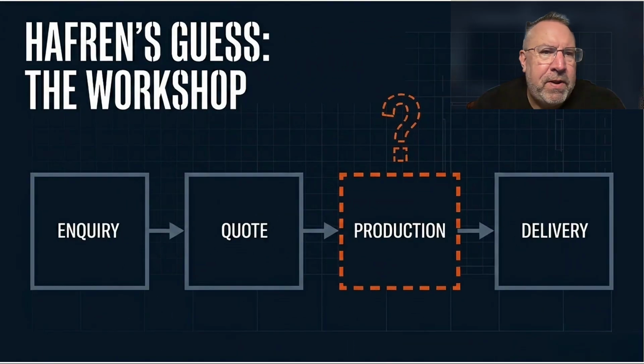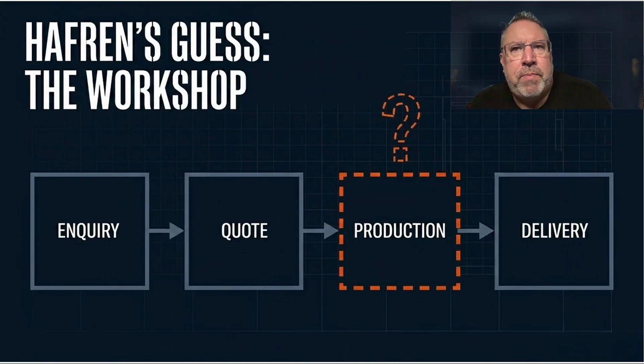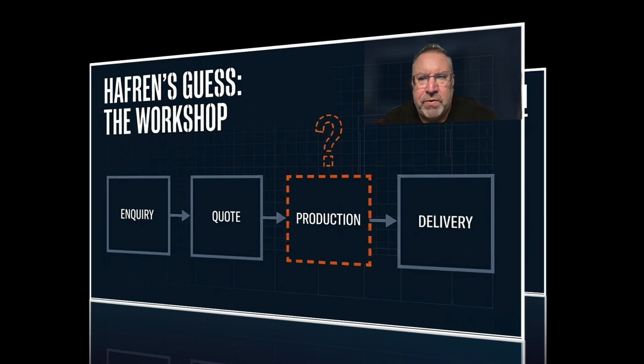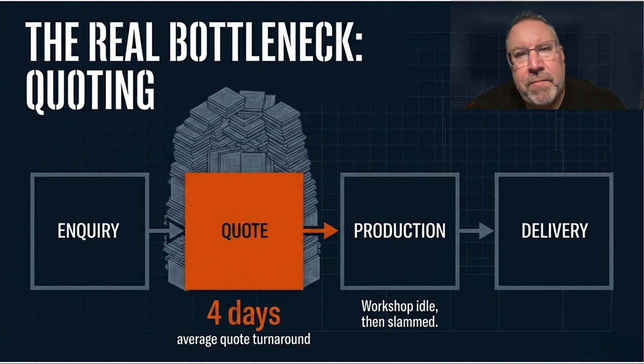So in my example, Hafren, who had the process where they looked at loads of stuff that was happening in production, thought initially that it was the production process that was slow, and that's what they were going to focus in on. But the whole process is inquiry to quote to production to delivery. That's the very high level process they go through. What we actually found out, as I looked at in my last video, is that the quoting process for this takes 4 days. That's the average quote turnaround.